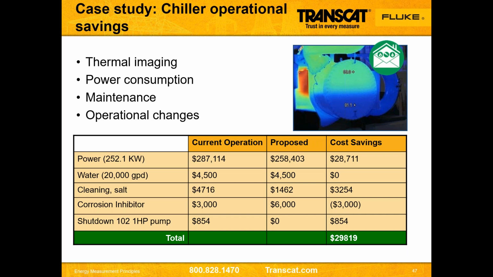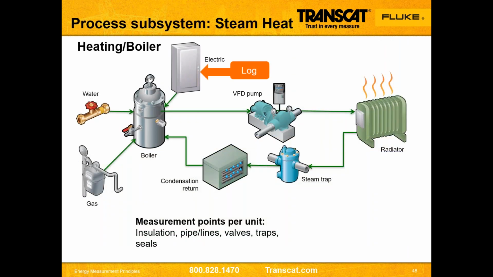If we could reduce the power consumption by fine-tuning this, if we could, you know, use cleaning salts, corrosion inhibitors, if we could occasionally shut down a secondary pump, there are ways we can start to figure out where the wastes are, where the savings could be had based on making some changes on this chiller system. But again, I have to measure it. We have to quantify it first.